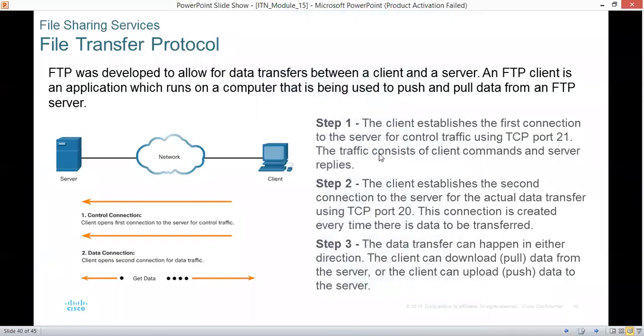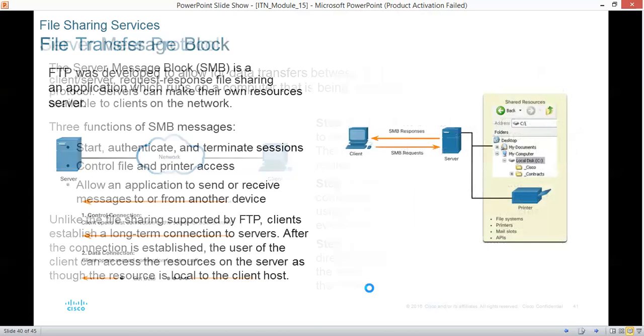So for File Transfer Protocol, FTP, I think we've talked about FTP before, but here we'll just look at the steps. In step one, the client establishes the first connection to the server for control traffic using TCP port 21. We already know it's port 21, and the traffic consists of the client commands and server replies. In step two, the client establishes the second connection to the server for the actual data transfer using TCP port 20. That's why we say ports 20 and 21 are for FTP. This connection is created every time there's data to be transferred, because the data transfer can happen in either direction. The client can download, that is, pull data from the server, or the client can upload, that is, push data back to the server. That is why the two port numbers come into use.